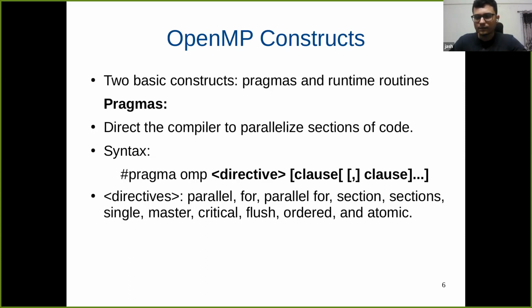Are these 12 directives the only ones, or does the list include more? Sorry, I didn't get your question. Can you repeat? In the last point, you have written the directives: parallel for, sections, single, master, critical, flush, ordered, and atomic. Is this only the list of directives, or are there more? There are more actually. I've just listed a few of them. Okay, thanks.